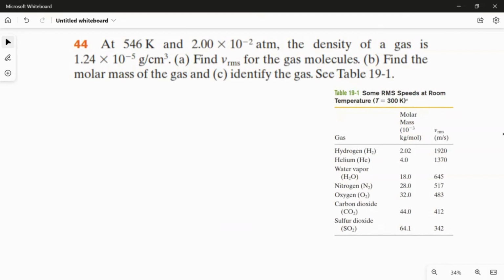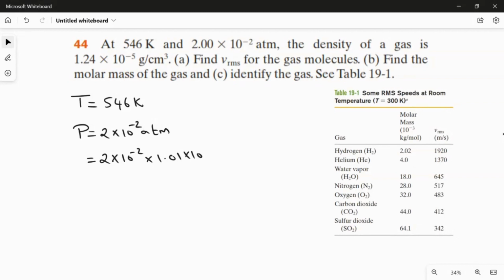First of all, I'm going to write the given. In the question, they mention the information about the temperature, which is 546 Kelvin. And also they mention the pressure, 2 × 10^-2 atm. I have to convert this atm in terms of Pascal, so you have to multiply 2 × 10^-2 with 1.01 × 10^5. We will get the answer in terms of Pascal. So the value for the pressure here is 2.02 × 10^3 Pascal.